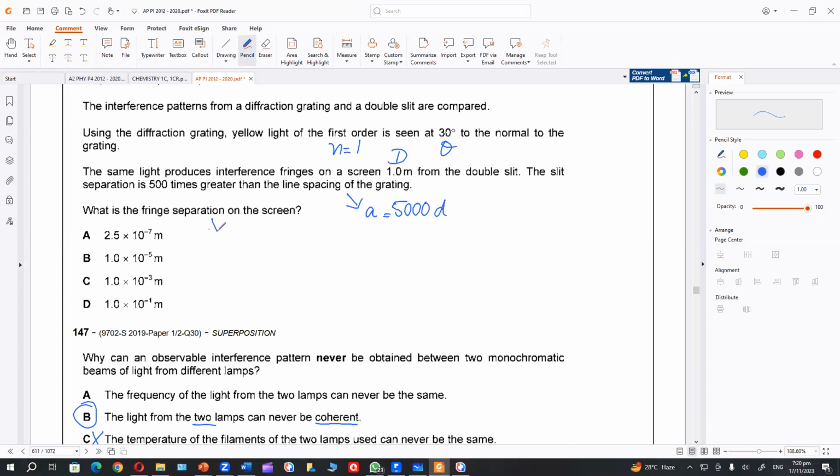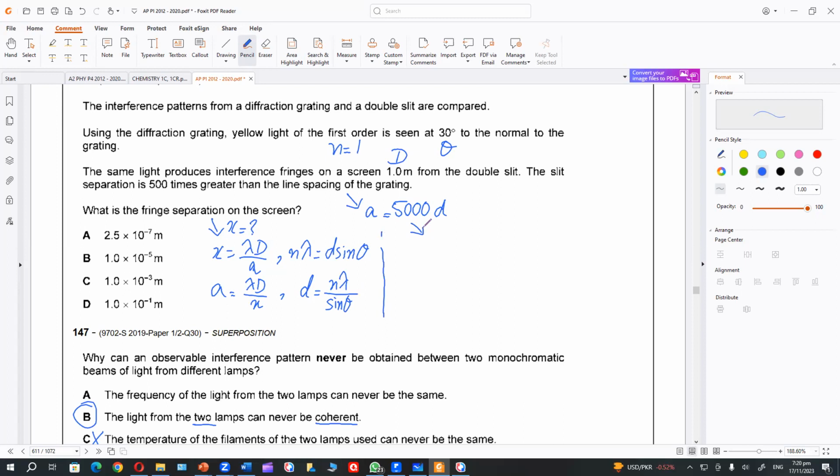What is the fringe separation? So I have to find x. I have two formulas in this question. x is equal to lambda D upon a. Second formula, n lambda is equal to d sine theta. Examiner says a is equal to 5000 d. So from here, I will make a the subject: a is equal to lambda D upon x. From here, I will make d the subject: n lambda upon sine theta. My plan is to use this equation.